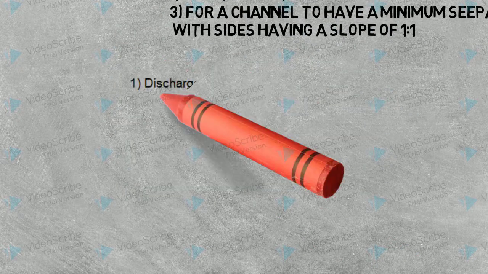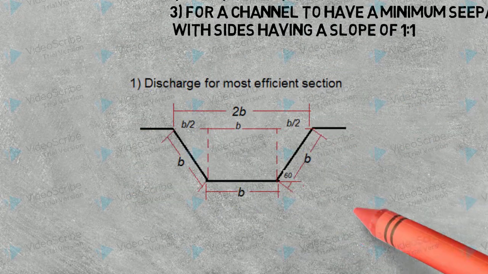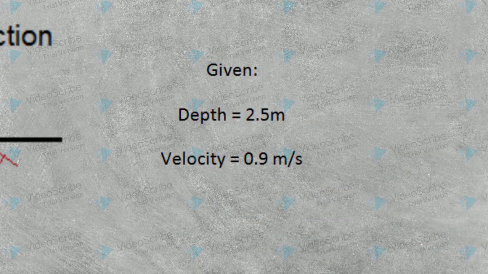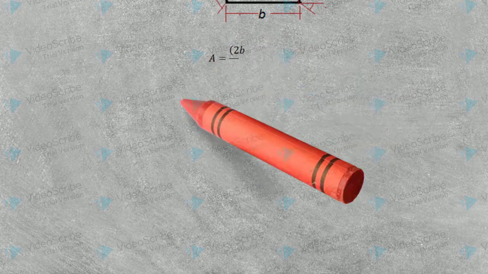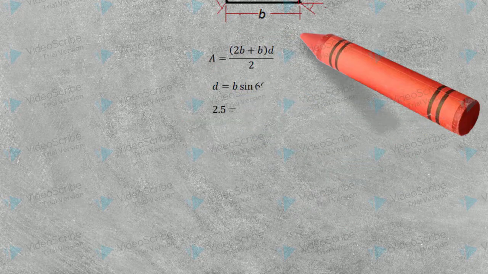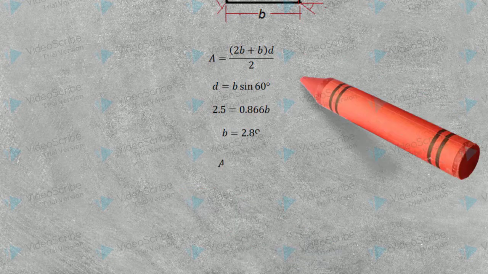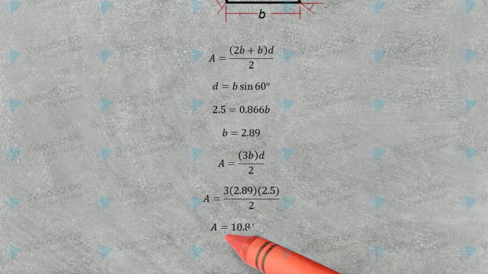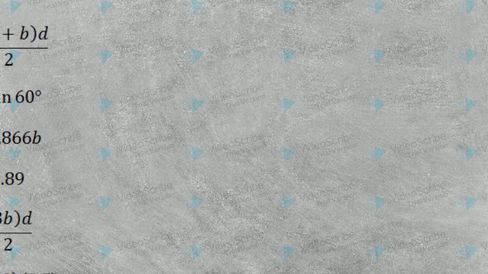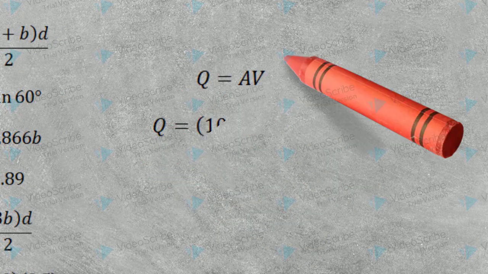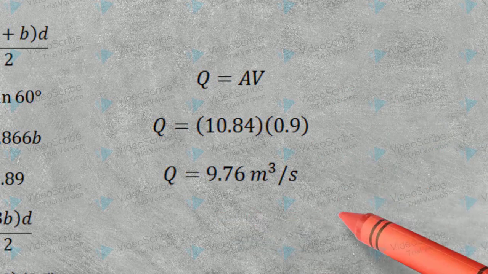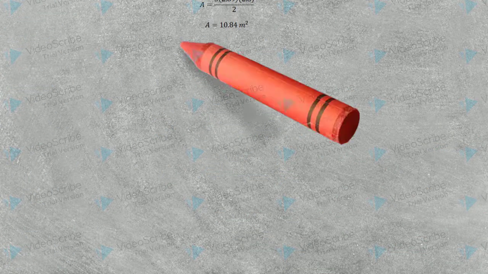First problem is to get the discharge of the most efficient section. Given the depth of 2.5 meters and the velocity, which is 0.9 meter per second. First thing to do is to draw. As you can see, d will be equal to the base times sin 60. Base is equal to 2.89. So we can get the area now. Area is equal to 3 times the base all over 2 times the depth. If we can get the area, we can get the discharge. Discharge is equal to the area times the velocity. So discharge now is equal to 9.76.